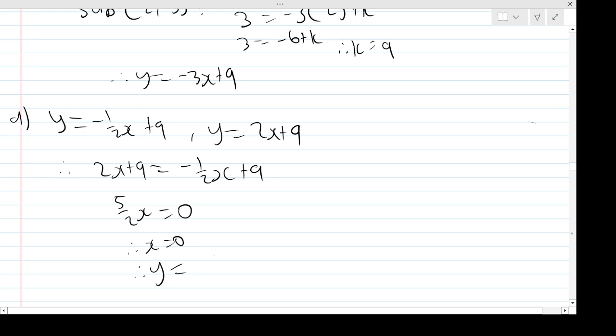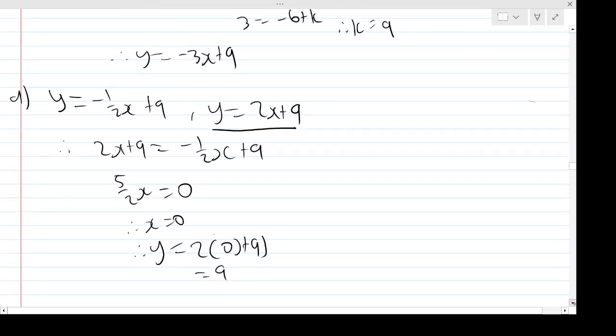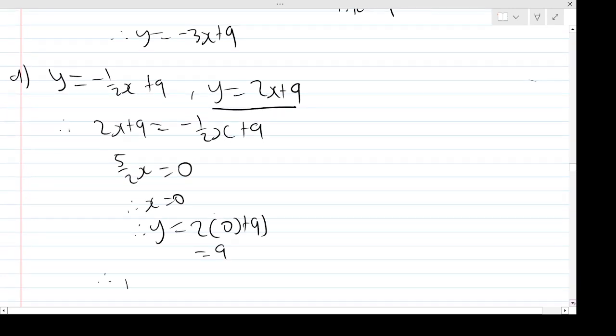So then y is 2x plus 9. Substitute the x value into either equation to get y. I'm going to substitute it into that one to get 2 times 0 plus 9. That gets me 9, okay? So therefore, the point of intersection is equal to 0, 9.